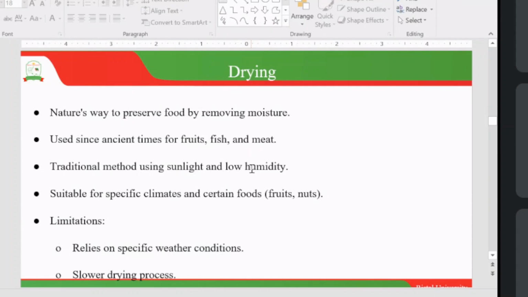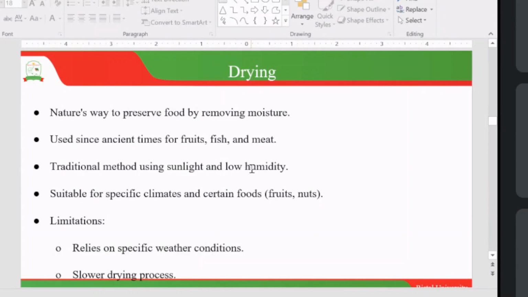So drying, when we talk about drying, we are saying this is one of the natural ways of preserving food by removing moisture. And we've seen moisture and water activity are a little bit different, and we'll understand why. But we are saying moisture is one of the properties that are required by microorganisms to thrive. So naturally, by removing this moisture, you're trying as much as possible to prolong the shelf life of these particular foods.